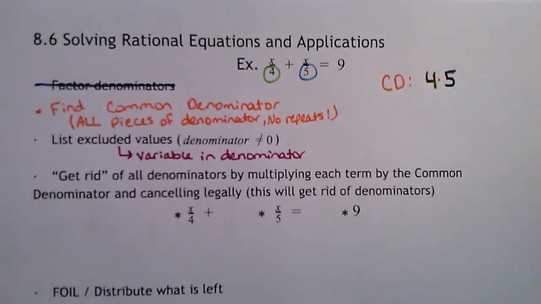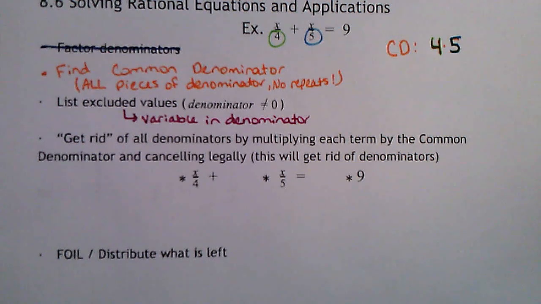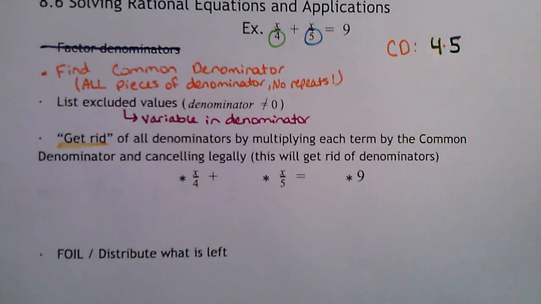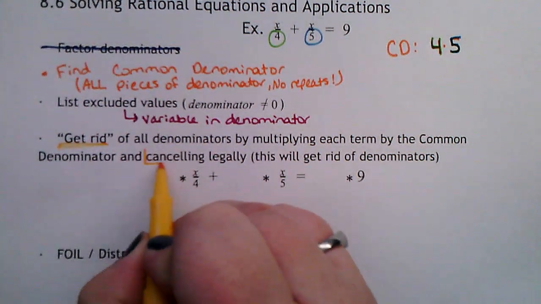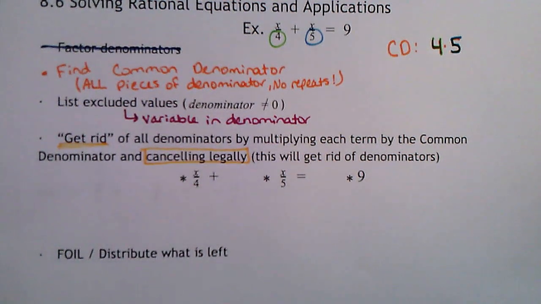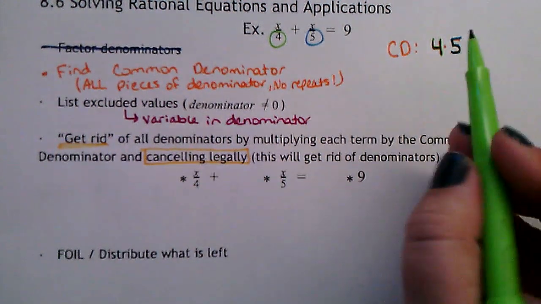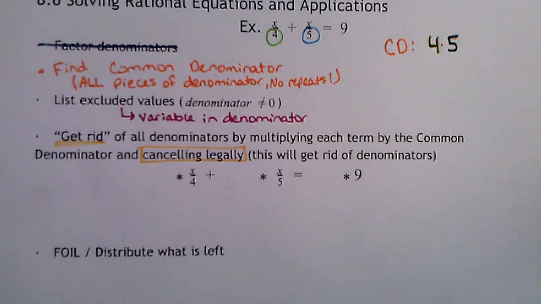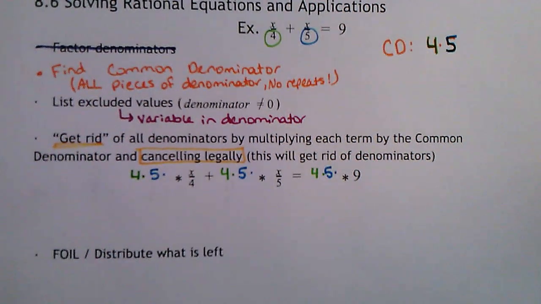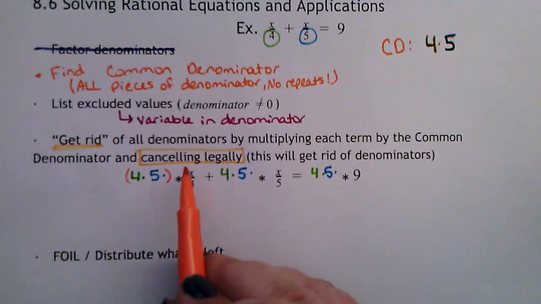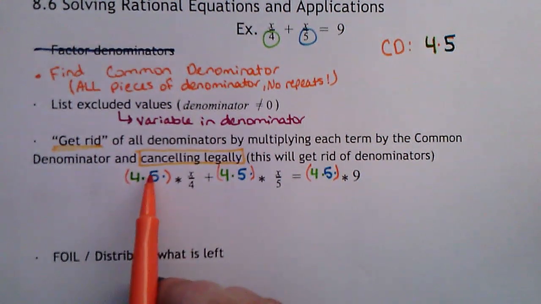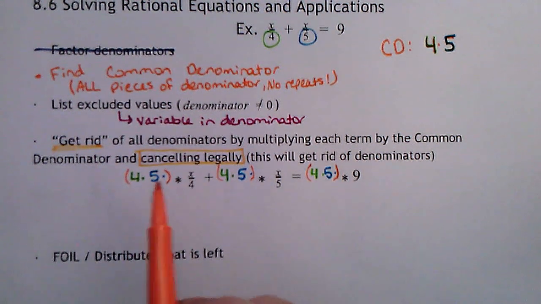The next step is my favorite because I know some of you don't like fractions. On this step, we get to get rid of all the denominators. So how we do that is we multiply each term by the common denominator and we cancel legally. So our common denominator in this case is 4 times 5. So I'm going to multiply each one of my pieces here by 4 times 5. So when I multiply each piece by the common denominator, it needs to be multiplied in the numerator, or the top, not the bottom. It doesn't matter if it gets multiplied before or if I would have written it here. It's just wherever you have room.